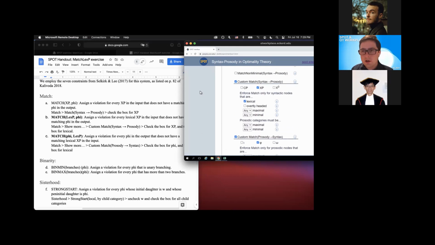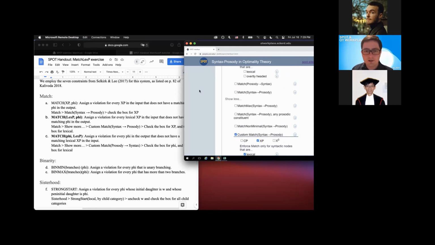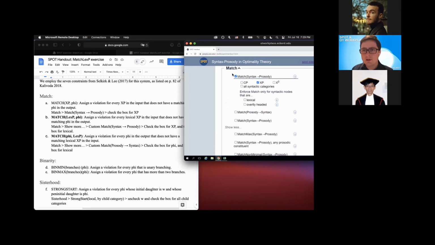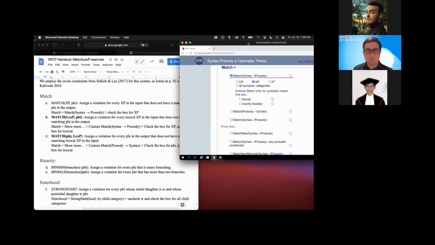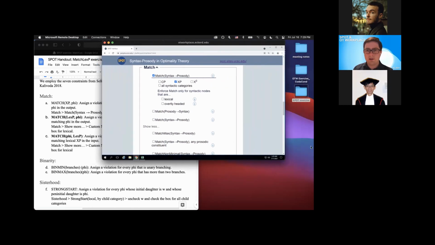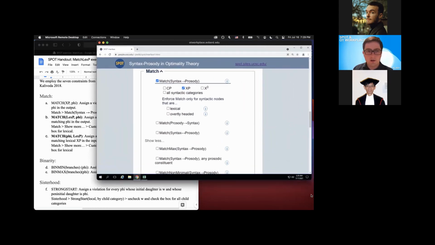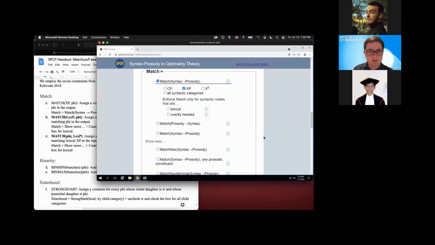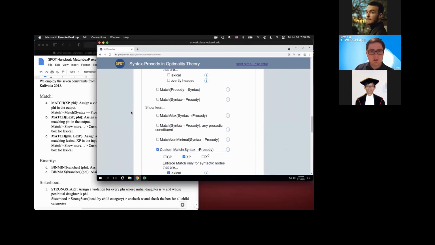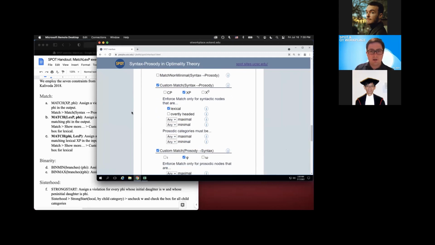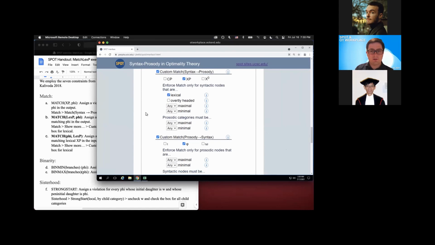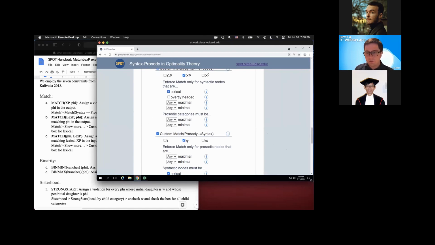Oh, yes, definitely. So the first constraint was this match syntax to prosody. Excellent, thank you. I'm going to make this screen a little bit bigger. It might cover up the exercise page, but I'll just be switching back and forth. So we have this match syntax to prosody where we only want to check off XP. That'll match all XPs. And then we have our 2 custom constraints where we want it to be XP lexical and phi lexical.